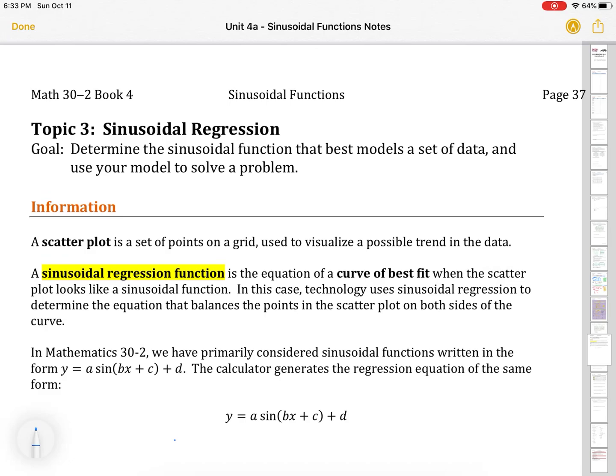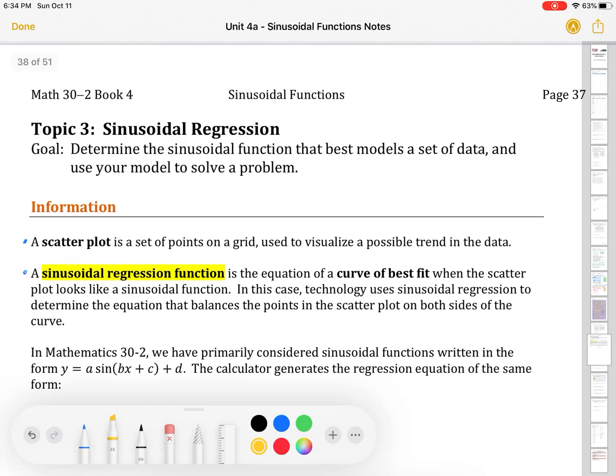Okay, so topic 3 is going to be pretty quick. We're doing a sinusoidal regression. So it's very much the same skills we use for polynomial function regressions, but now we're going to answer questions about sinusoidal functions. We're looking at our scatter plots, which is a set of points on grids. We've done that before, and we've used this to visualize a trend in the data.